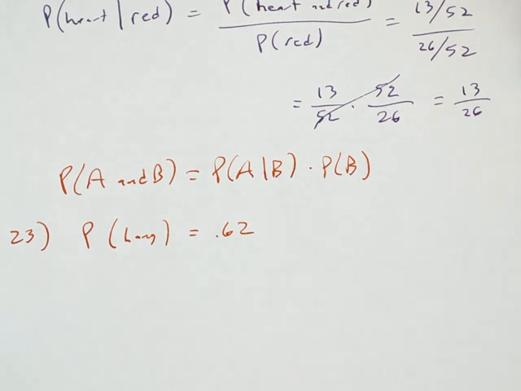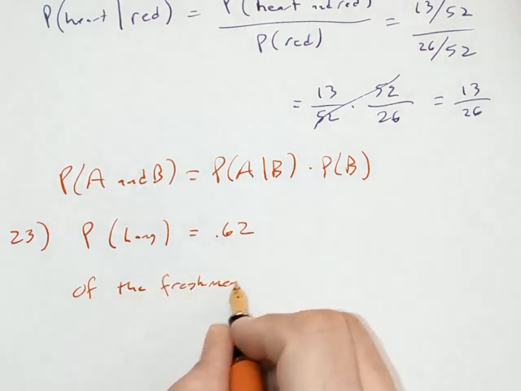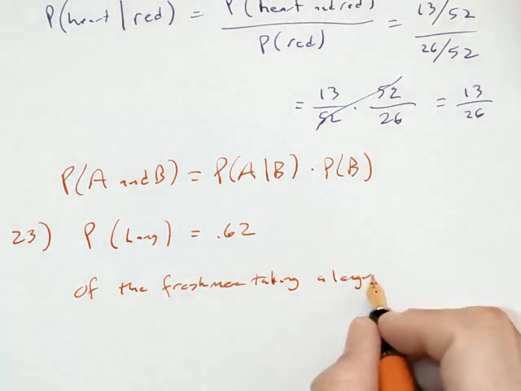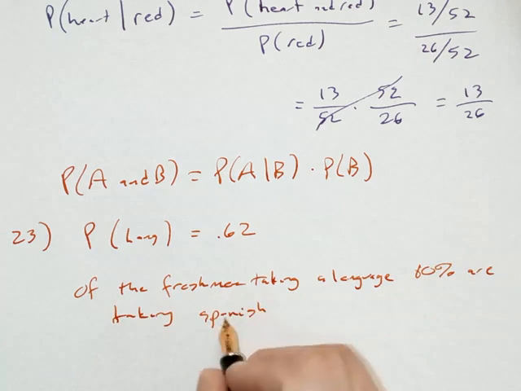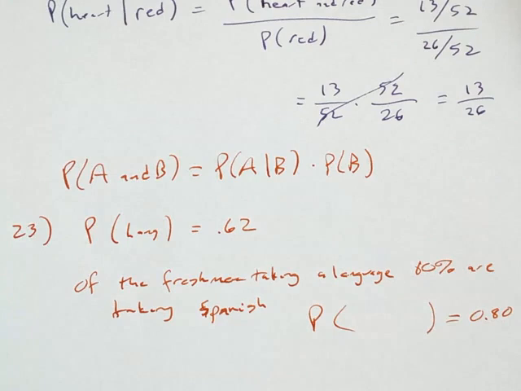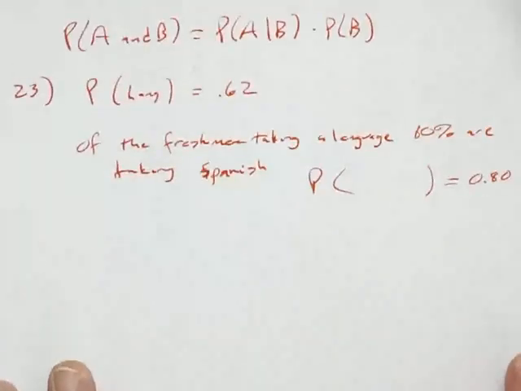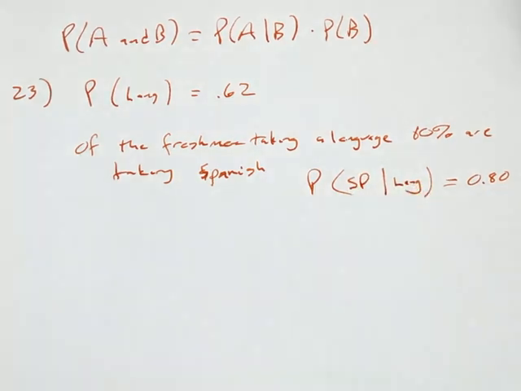How would I write the expression P of something for that? Of the freshmen taking a language, 80% taking Spanish. What is the probability? It's the probability something equals 0.8. What's the something in that sentence? Aha! The chance they are taking Spanish given that they are taking a language. That's the important statement. This is a conditional probability, the way they expressed it.